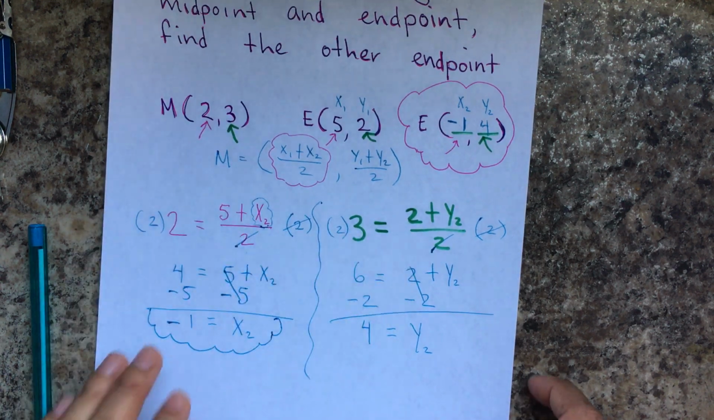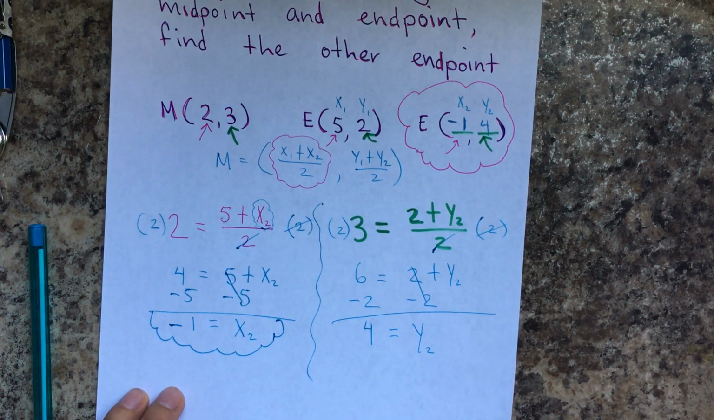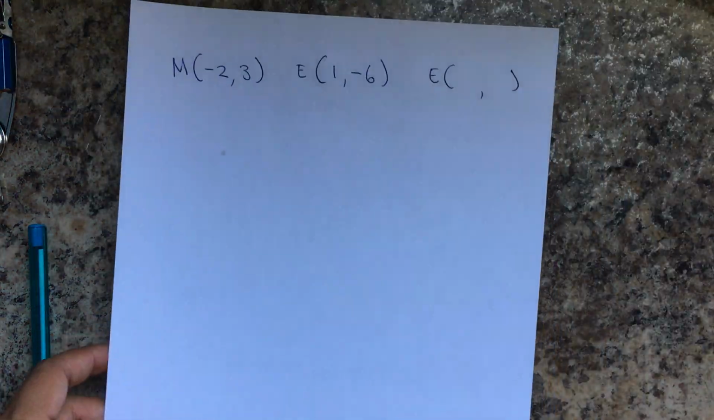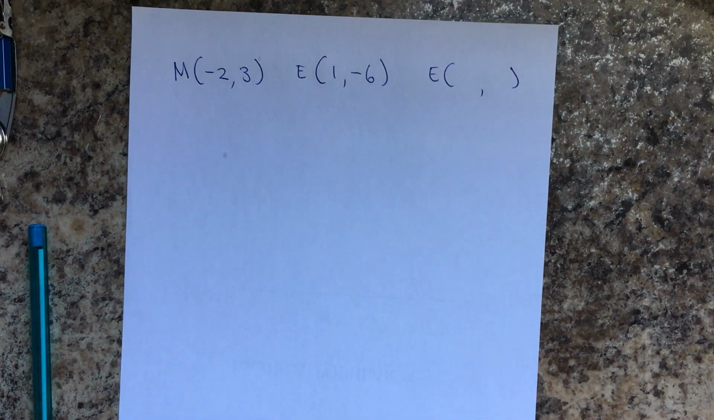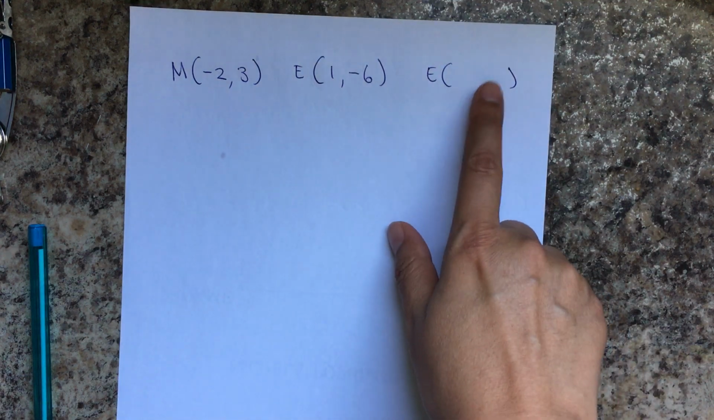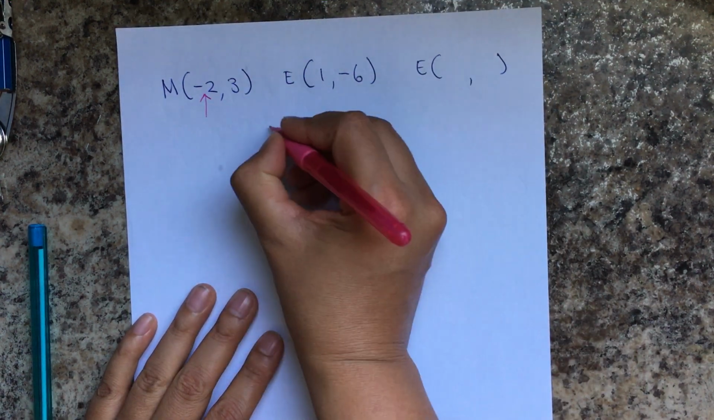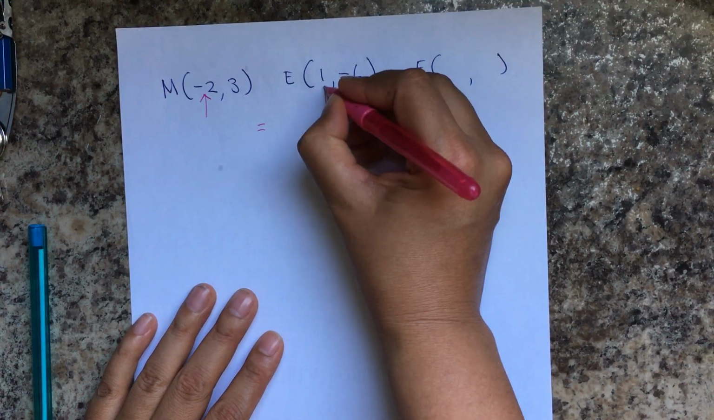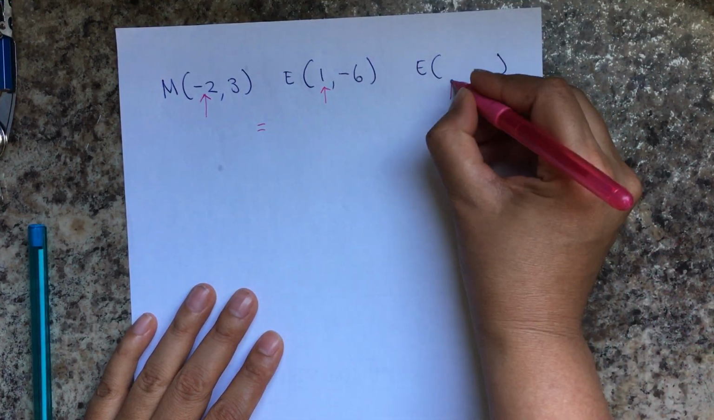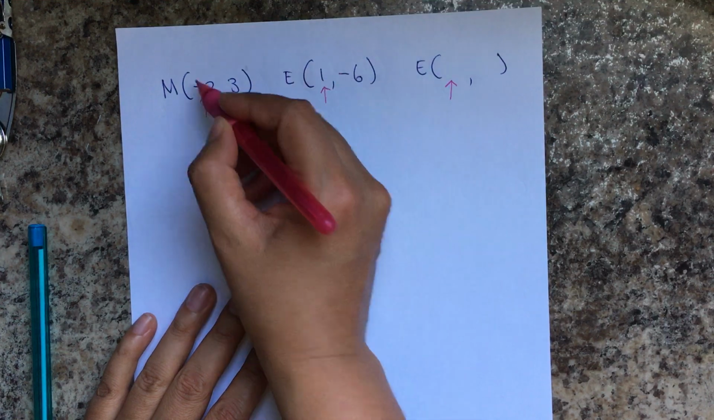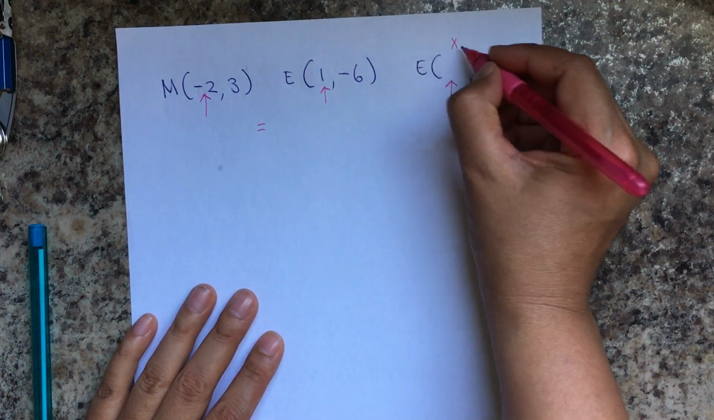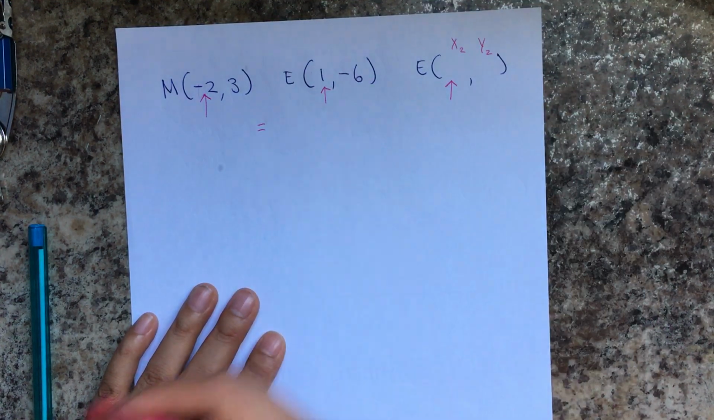Let's do one more example to make it a little more clear. Again, it's the same directions. Given the following midpoint and endpoint, find the other endpoint. Okay, we're looking for the other endpoint. And again, this is going to be equal to x1 plus x2. But we have values in here. We don't have values for x2 or y2 for that matter.